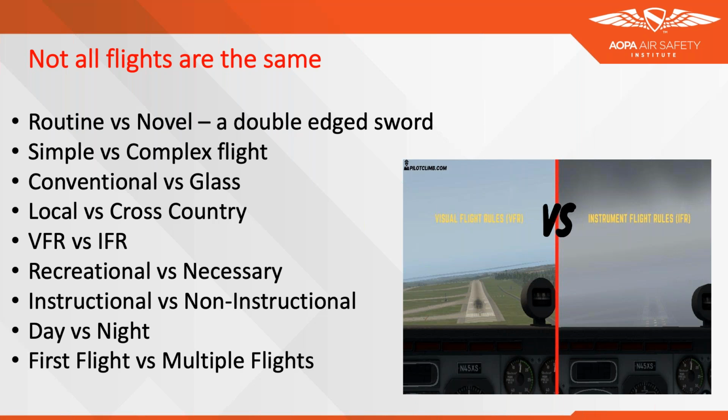Conventional versus glass. So we talked about last time, glass presents challenges and requires better workload management and better awareness of distractions and fixation. But it obviously gives us very much in return in terms of the information that we have available. So a local versus a cross country, which of these are we taking? We're going to have better mental models for our more familiar airports and routes, but again, we also tend to plan better when we leave our home turf.